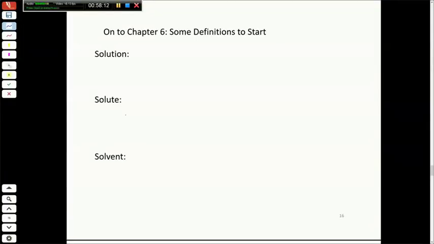So first let's define what a solution is. So it's a homogeneous mixture. That was the term we used at the very beginning of this course, which means that it's 2 or more components, but we cannot distinguish the components. We can't easily tell that we have 2 things mixed together. Salt water is the classic example of a solution. It's salt dissolved in water, and you can't tell that there's two components there once it's all dissolved. So it's 2 or more substances.